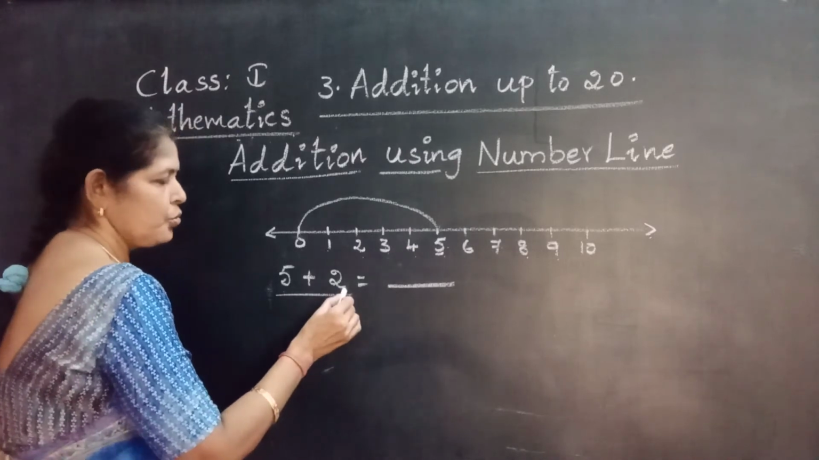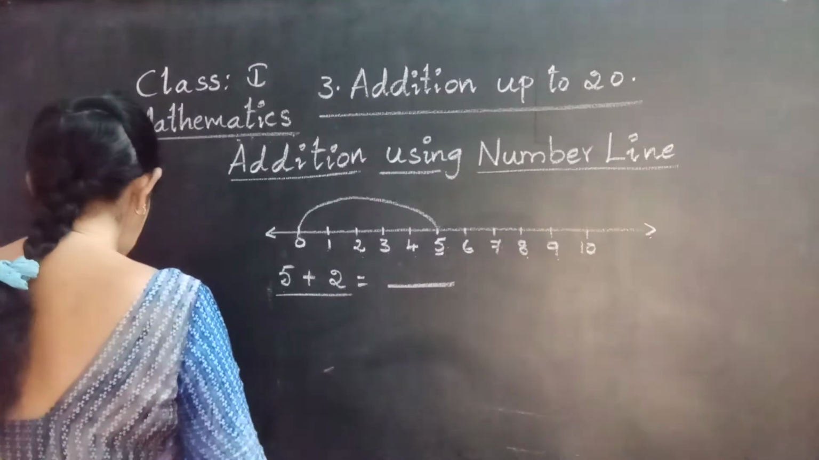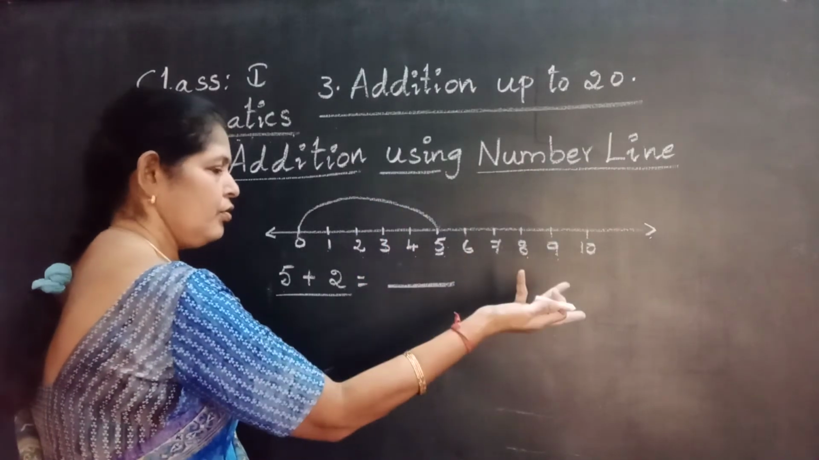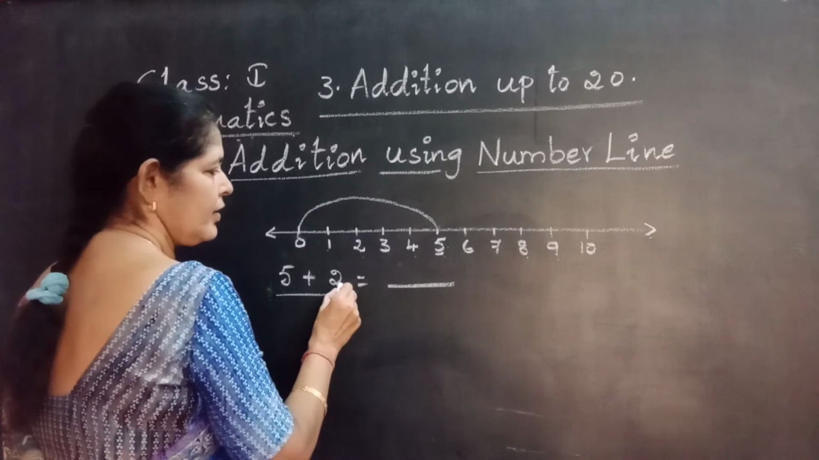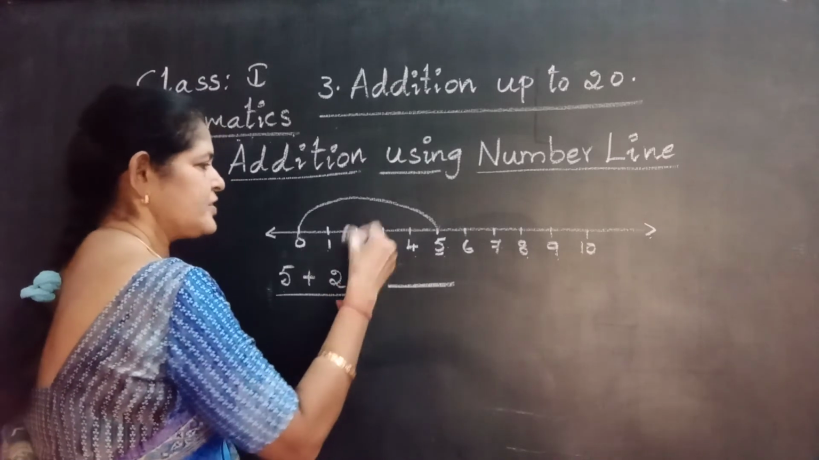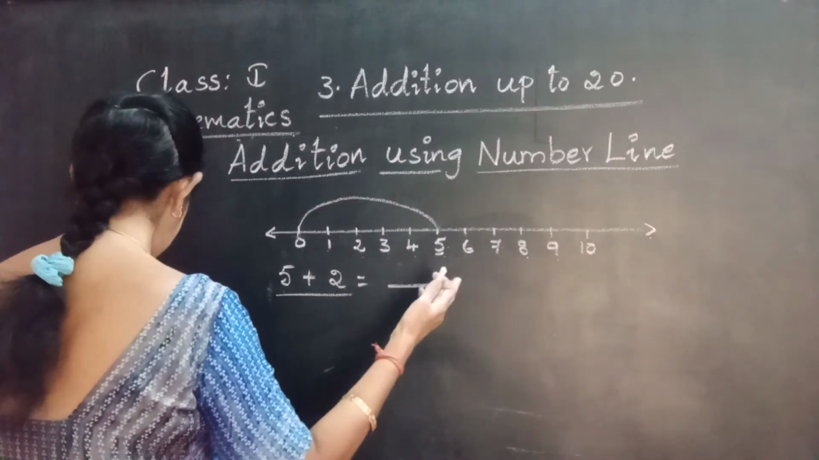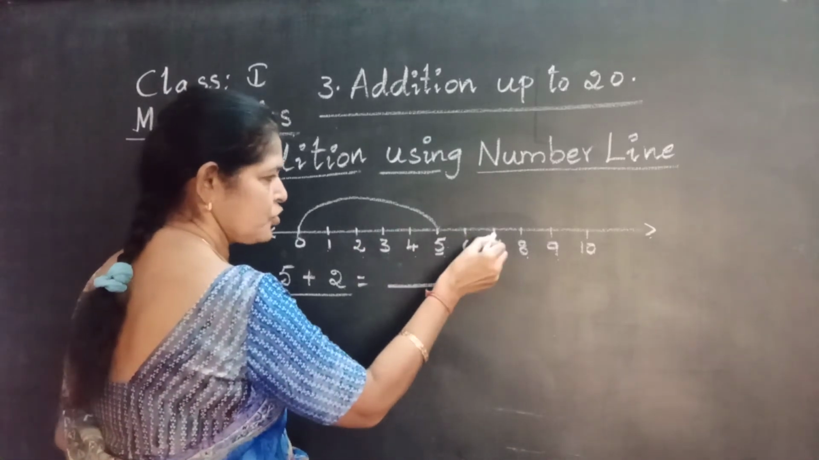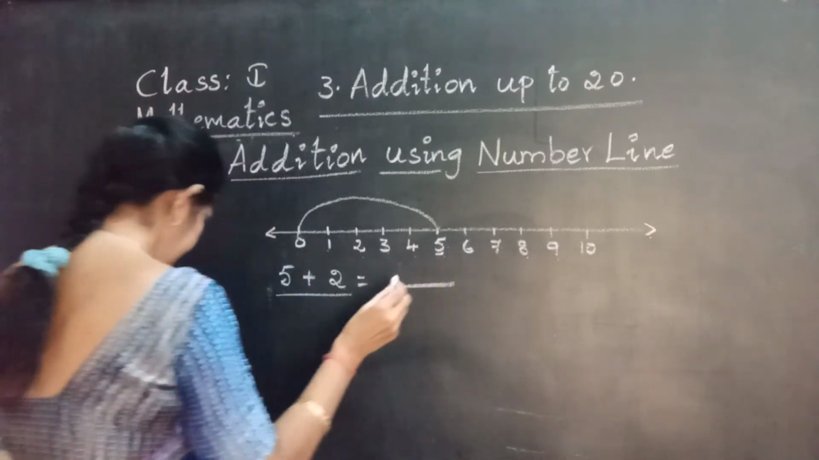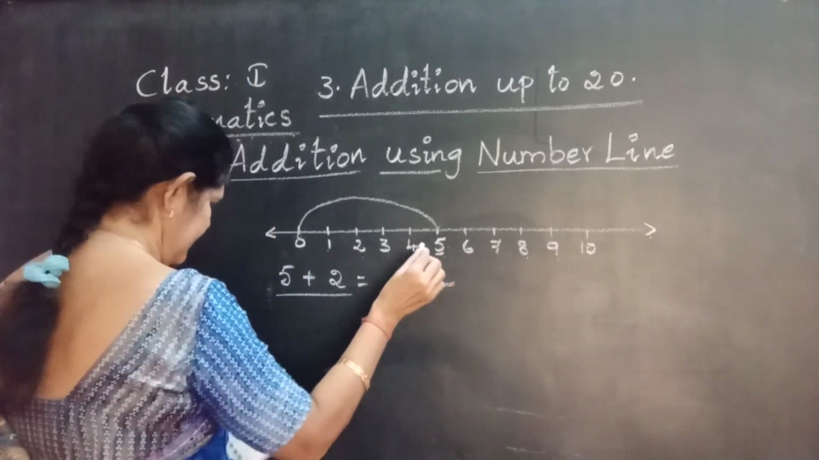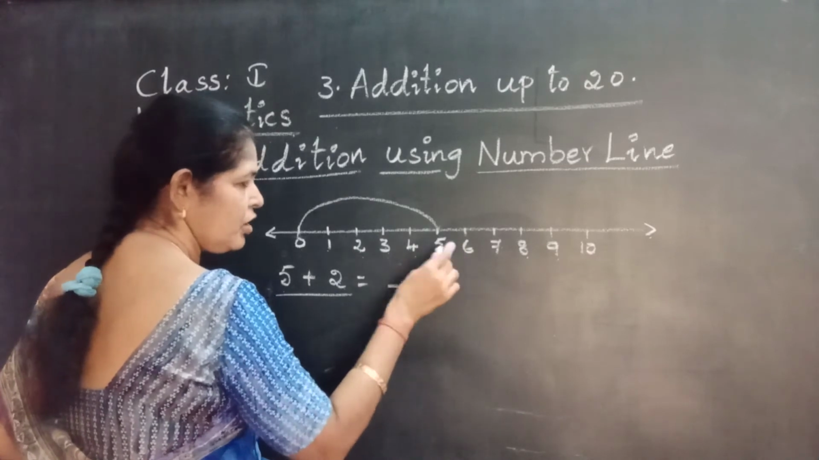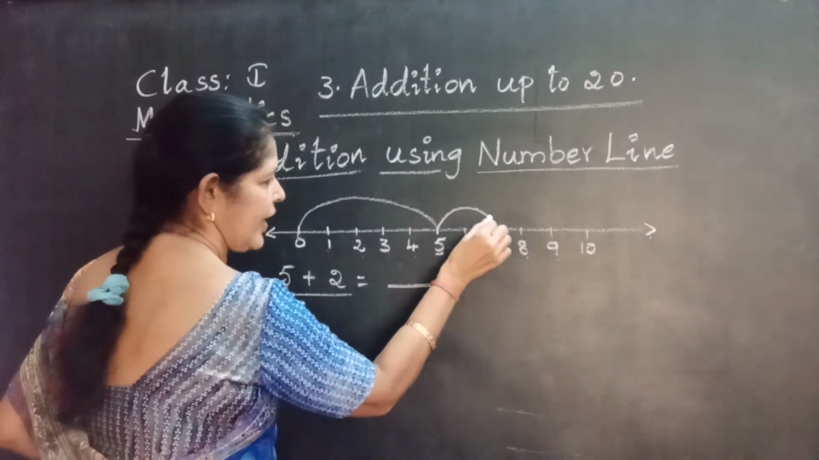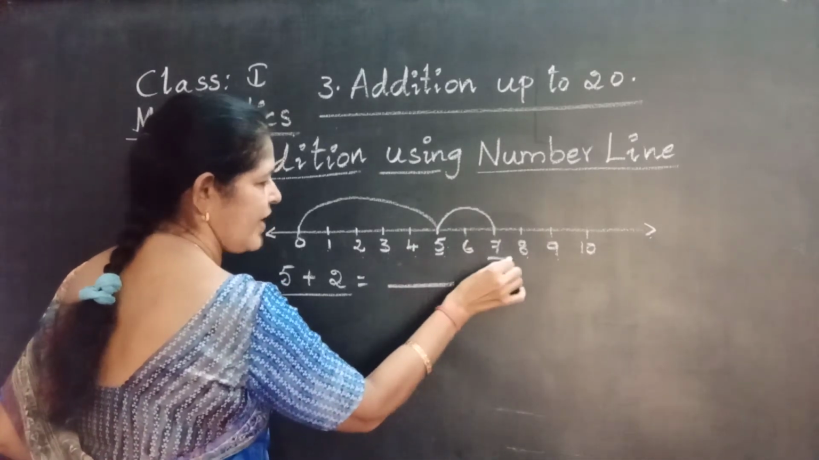Next, plus 2. Plus 2 means next it moves continuously 2 places. Here the given number is 2. That's why it moves 2 places to the right. See, from 5: 1, 2. Again you mark like this. Now the answer is 7.